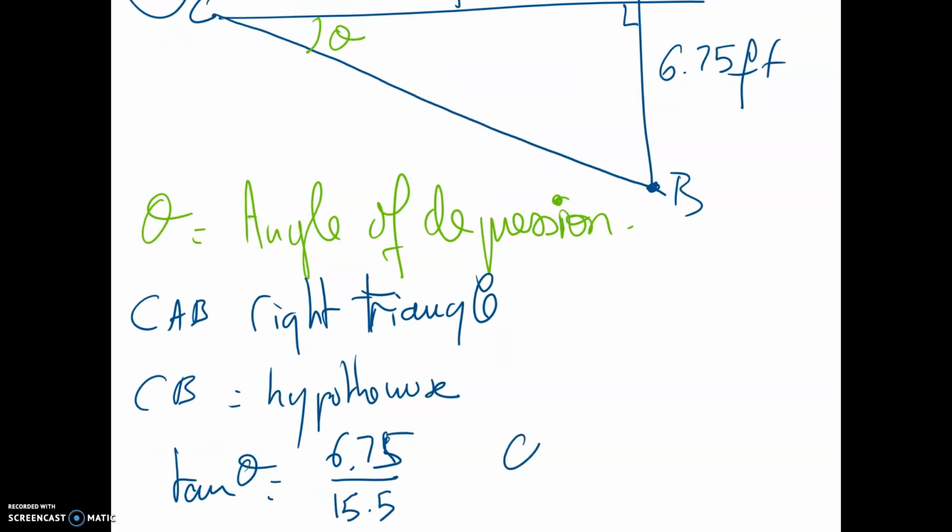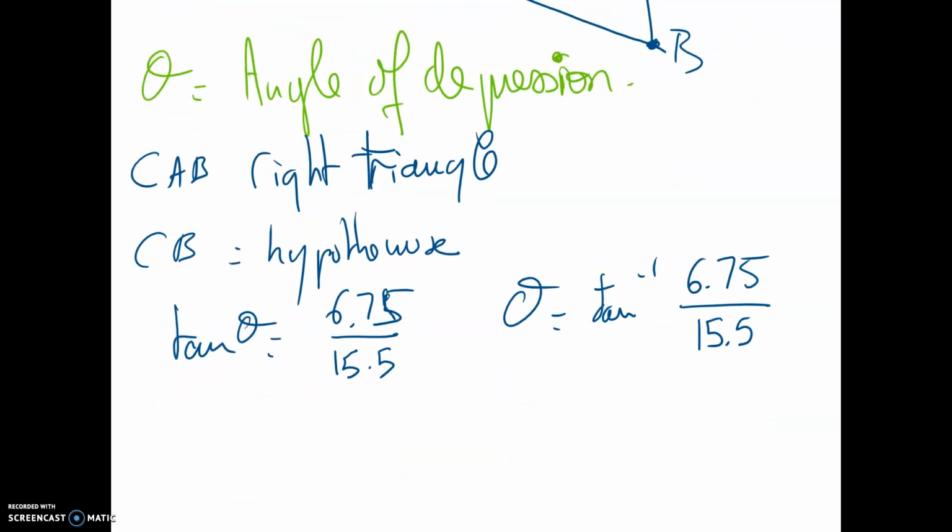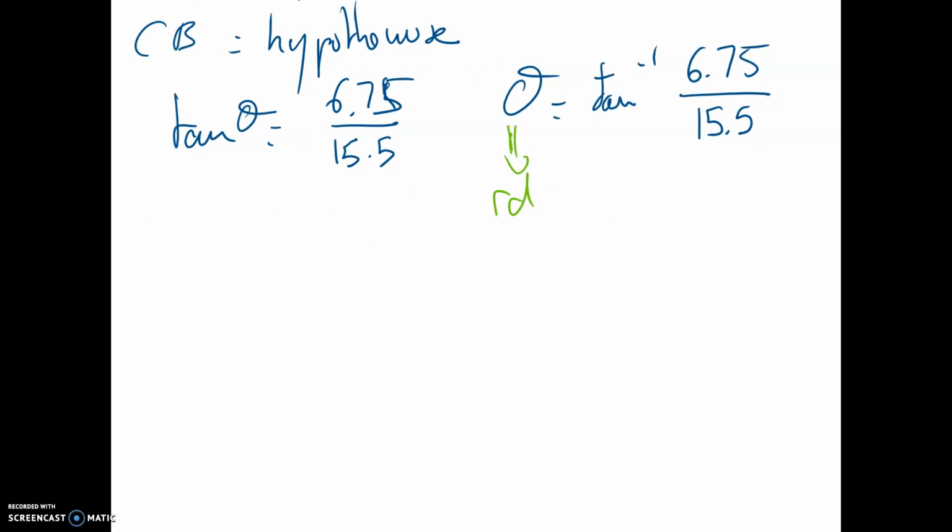So when I'm going to calculate my angle theta, it's going to be the tangent inverse of 6.75 divided by 15.5. But be careful, when you are calculating your angle right here, it will be in radians. And if they're asking you what is the value of your angle in degrees, you will have to convert the angle you found in radians into degrees. And if they don't ask you to define if it has to be in degrees or radians, they don't tell you anything about the unit of your angle.